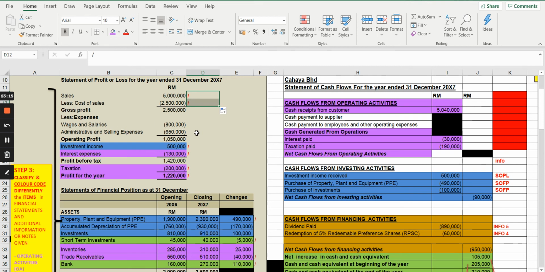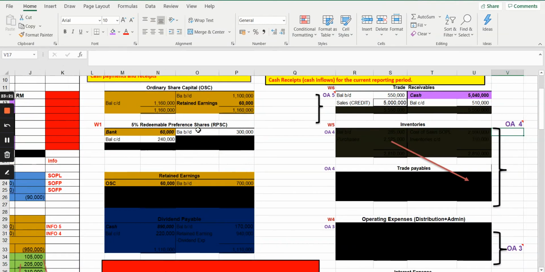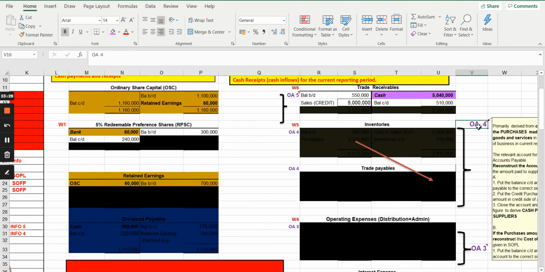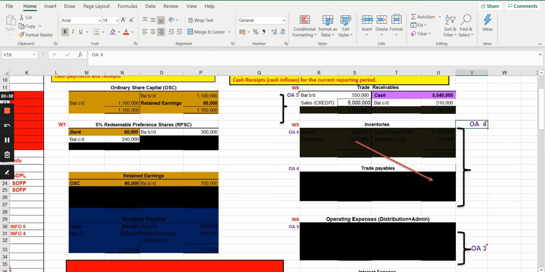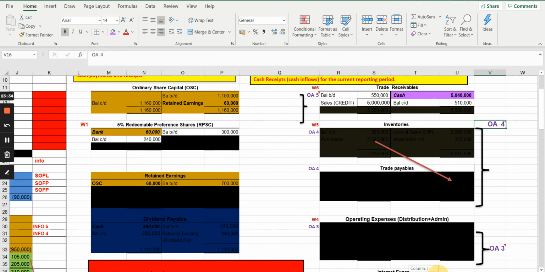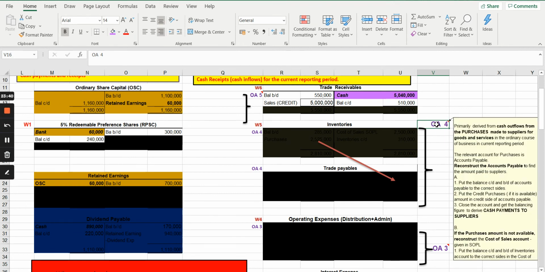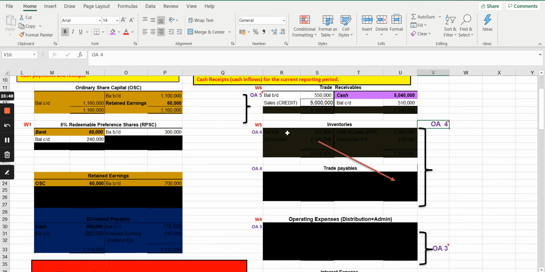So if that is the point, what you need to do is you need to follow my suggestion here, that you're going to set up your inventories account, right? You're going to set up the inventories account first to find the purchase. And then after you have found the purchase, you're going to find out what are the cash payments to the supplier. So you're going to reconstruct that by reconstructing your inventories account. Sometimes you can also make use of your cost of sales, but I'm reconstructing that inventories account.